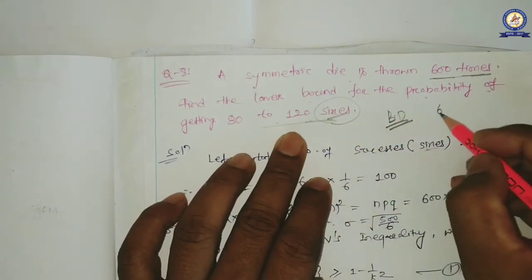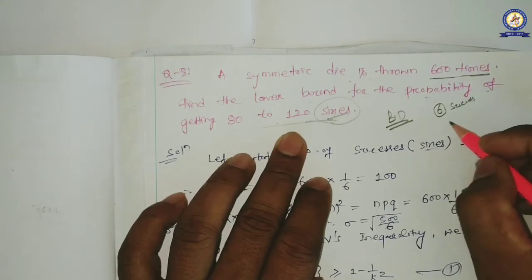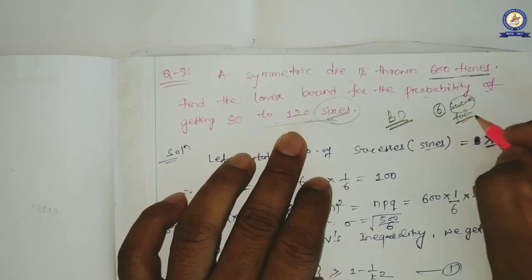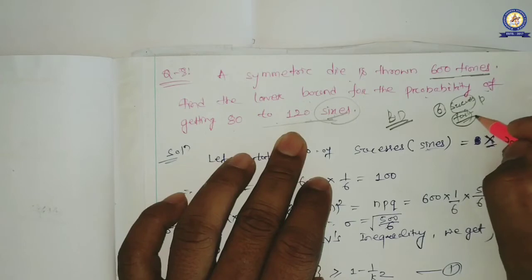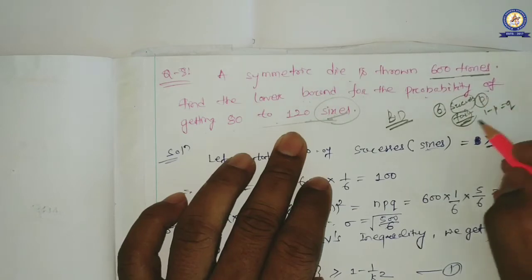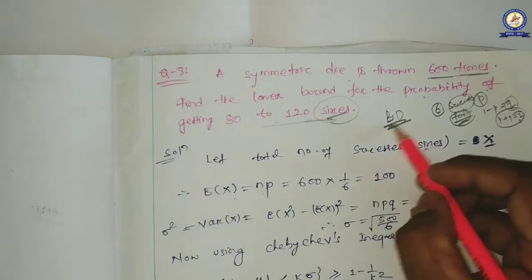If I get 6, then I have succeeded. If I do not get the 6, it is a failure. So if we take the probability of success as p, the probability of failure will be 1 minus p equal to q. And p plus q equal to 1, which belongs to the binomial distribution.